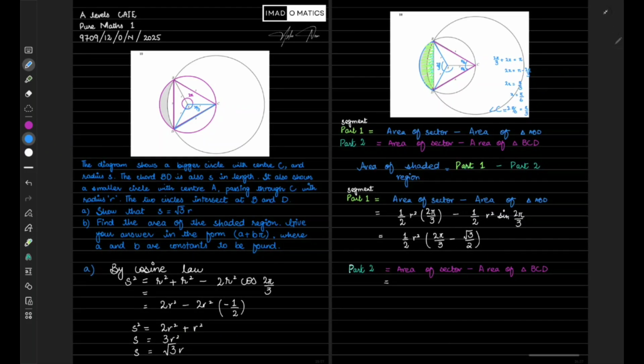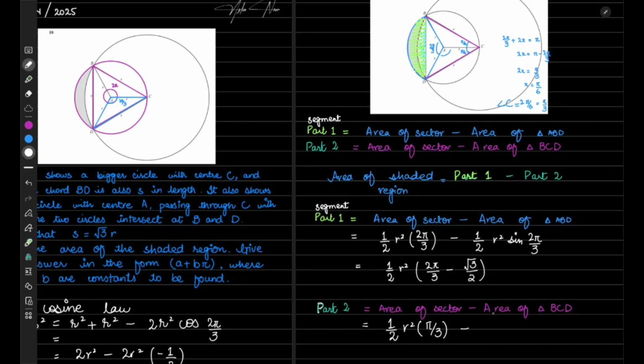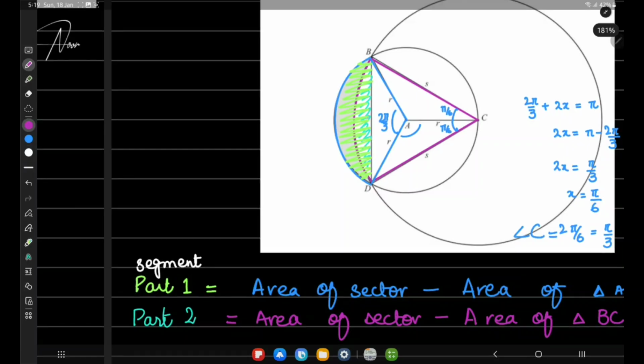So we are doing area of the pink sector, so pi over 3 is the angle. So half r square theta, theta is pi over 3, minus area of triangle BCD. Okay, how can you find out the area of this triangle? Yes, we use the sine formula for this triangle.